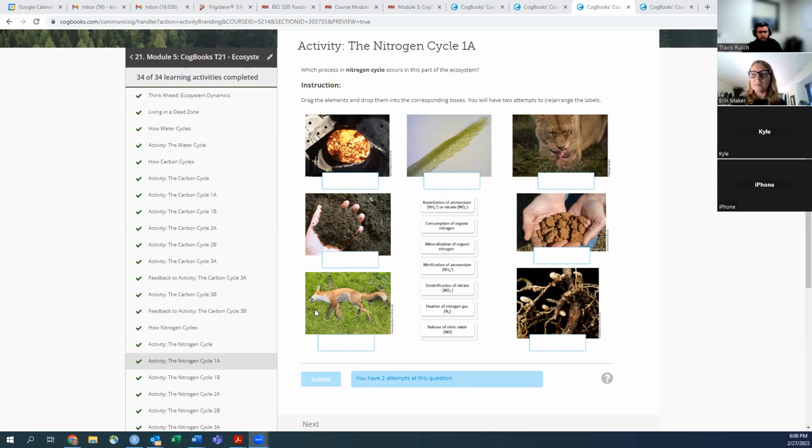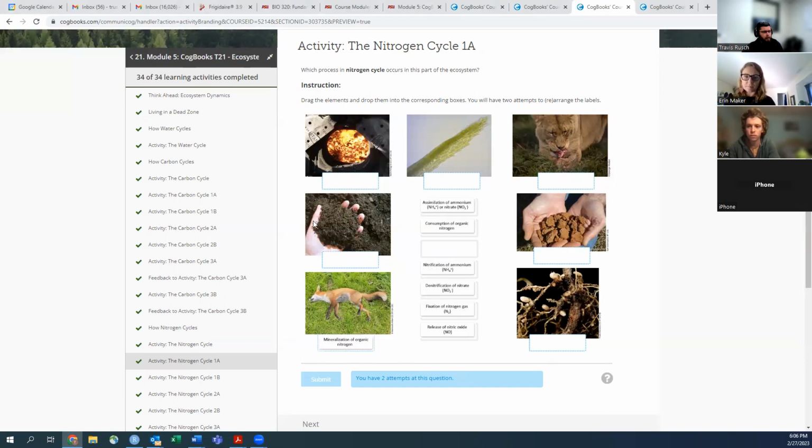It's an animal decomposing. Yeah, and how do they describe decomposition in the nitrogen cycle? They use a different word for it than decomposition, but it is decomposing. Mineralization, right? Yeah, so that would be a picture of mineralization.